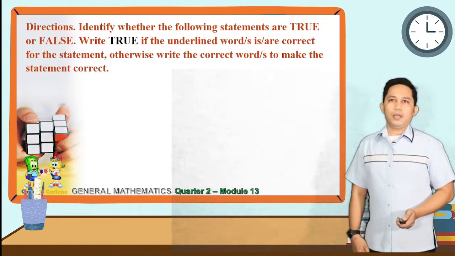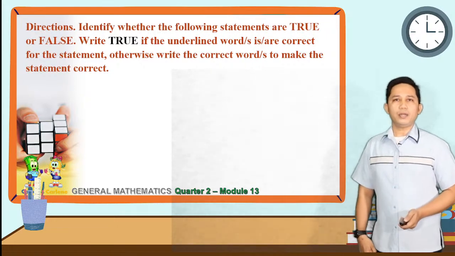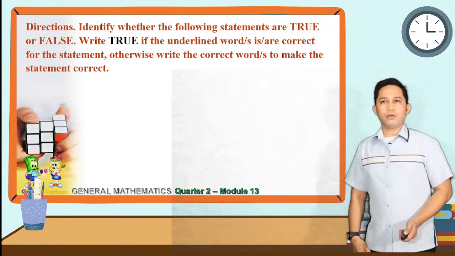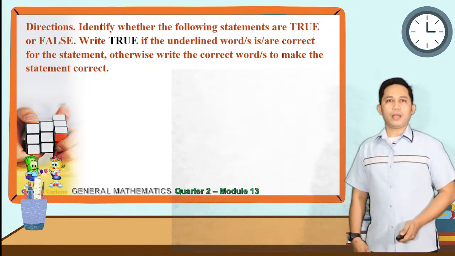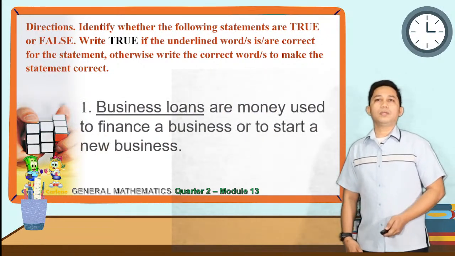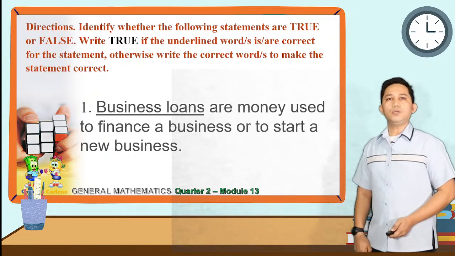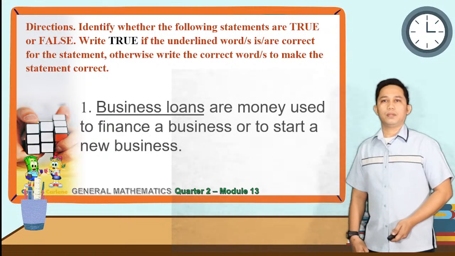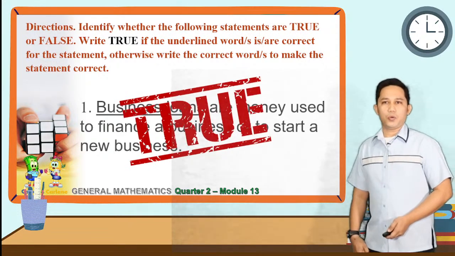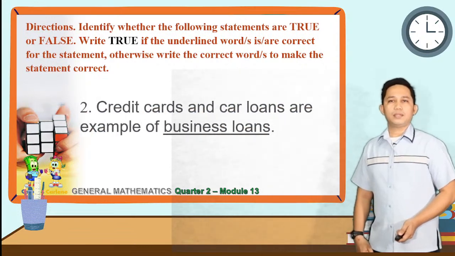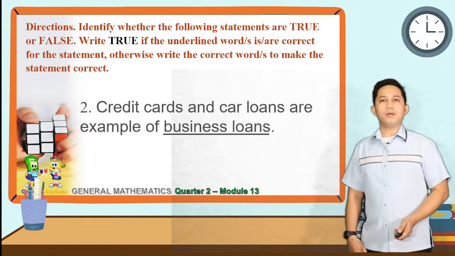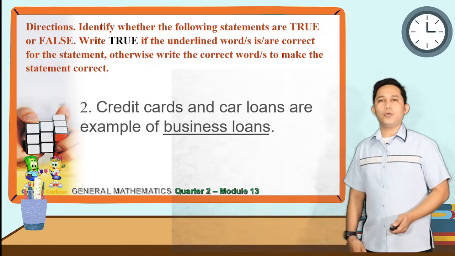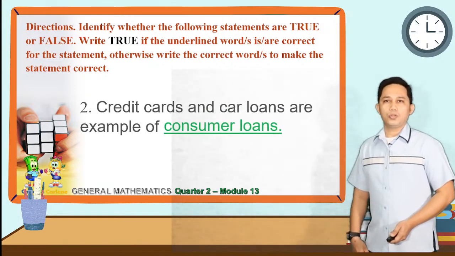Let me check. In this exercise, identify whether the following statements are true or false. Write true if the underlined words are correct for the statement. Otherwise, write the correct words to make the statement correct. Let's have number 1. Business loans are money used to finance a business or to start a new business. Yes, the answer is true. Next. Credit cards and car loans are examples of business loans. Yes, that is false. So we are going to change the underlined word to consumer loans.